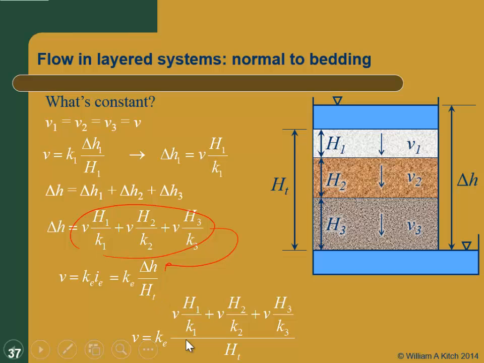And I can simplify that down to saying, well, the equivalent hydraulic conductivity for this system is the sum of the thicknesses of the layers divided by the sum of the thickness of each layer divided by the hydraulic conductivity for each layer. Now what's going to control the flow for this system? Again, these K's can vary by orders of magnitude. So what's going to control the flow now? Yeah, the lowest hydraulic conductivity is going to control.